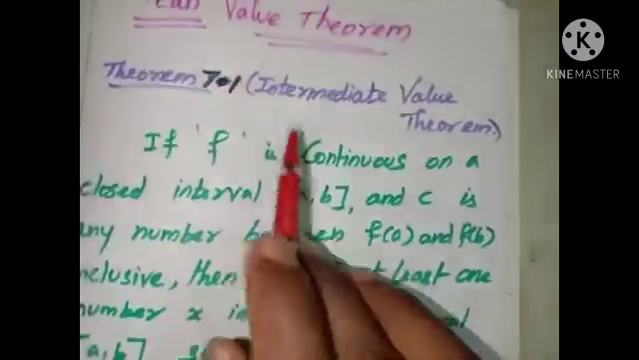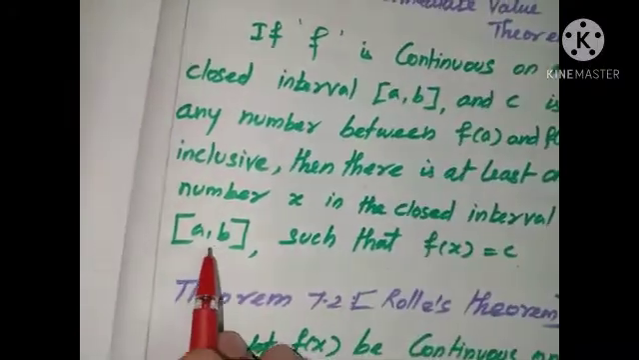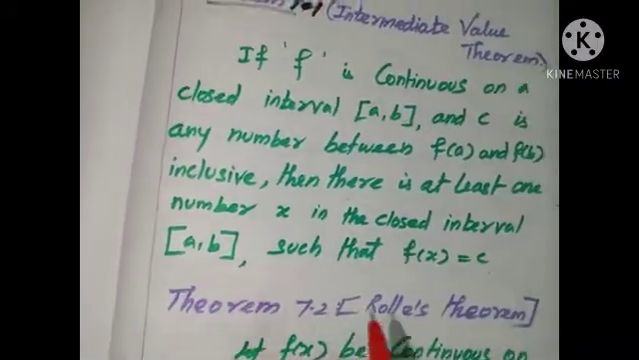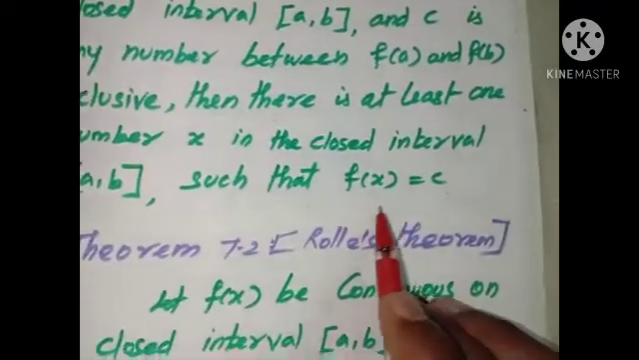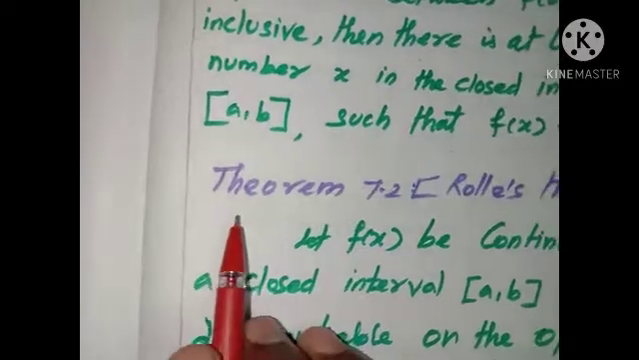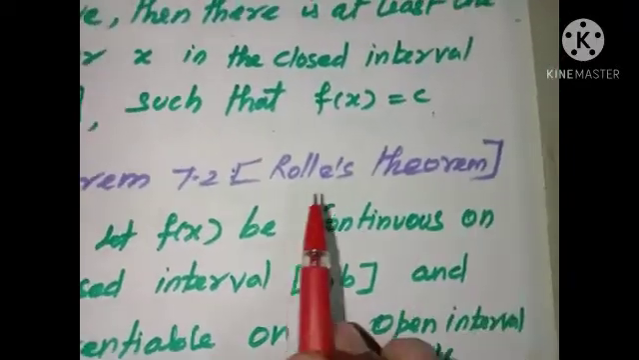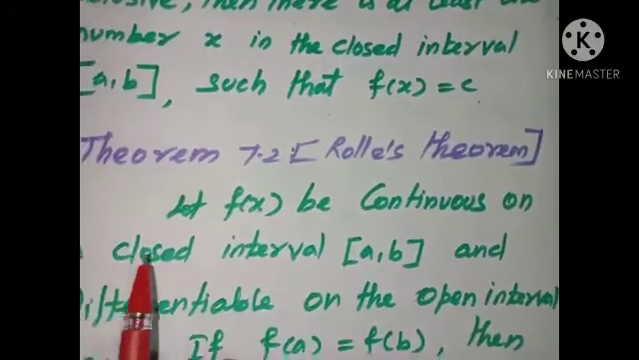So the intermediate value theorem says that f is continuous on the closed interval [a, b], and there is an x such that f(x) = c. Then next, theorem 7.2, Rolle's theorem, is a very important statement.